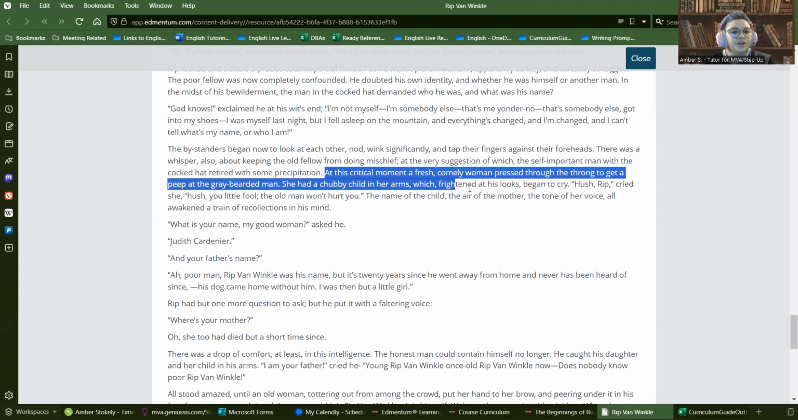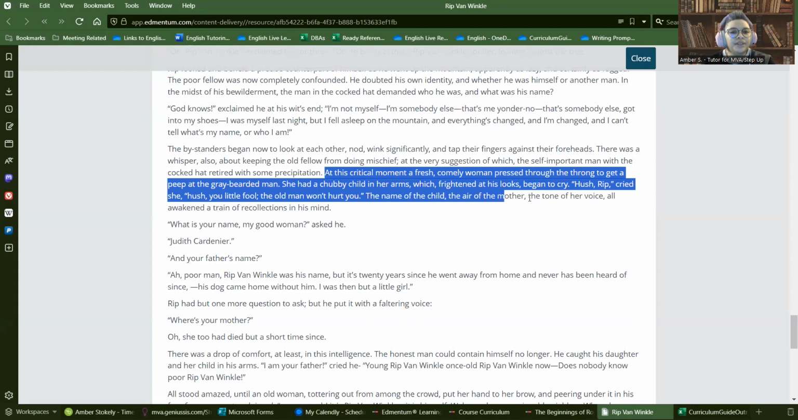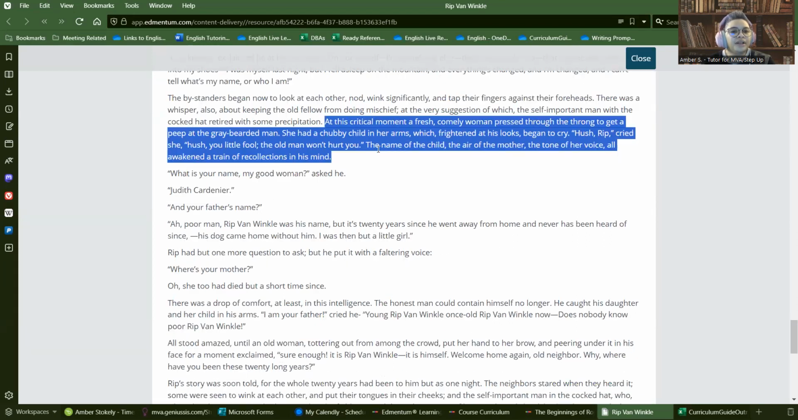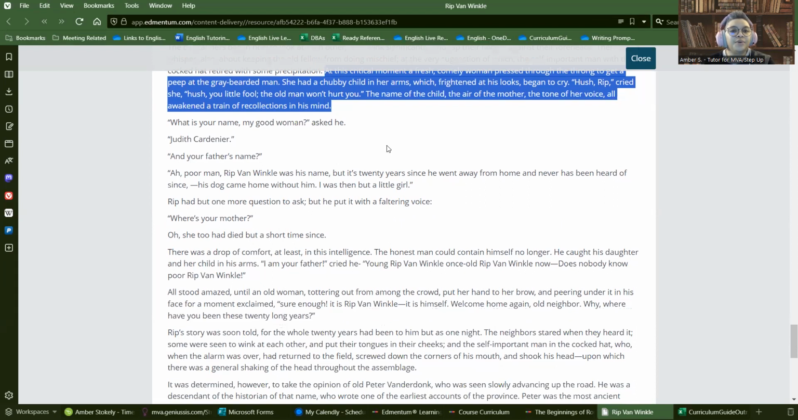It says, at this critical moment, a fresh, comely woman pressed through the throng to get a peep at the gray bearded man. She had a chubby child in her arms, frightened at his looks, and began to cry. "Hush, Rip," cried she. "Hush, you little fool. The old man won't hurt you." The name of the child, the air of the mother, the tone of her voice, all awakened a train of recollections in his mind. So he sees this woman and the kid that she named Rip, and he is trying to recognize her, basically. She feels familiar.